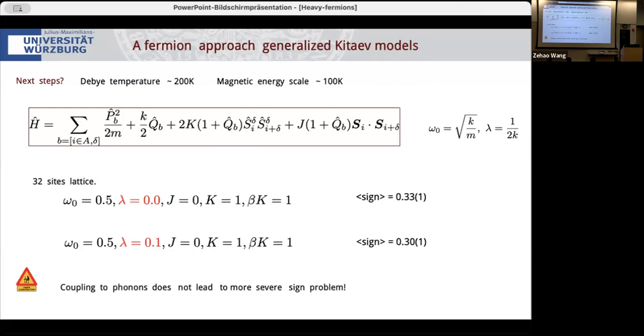Which is remarkable. That tells us that we can do our simulations down to the same temperature that we could do before with an electron phonon coupling and try to see what the differences are. So that's what we're doing now.